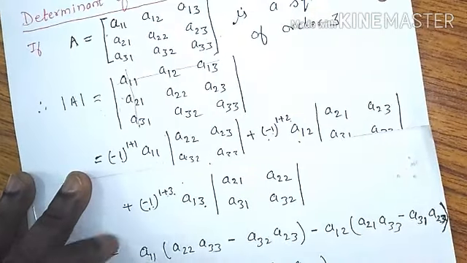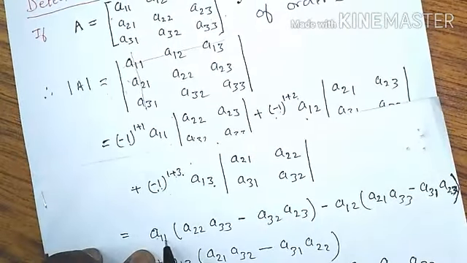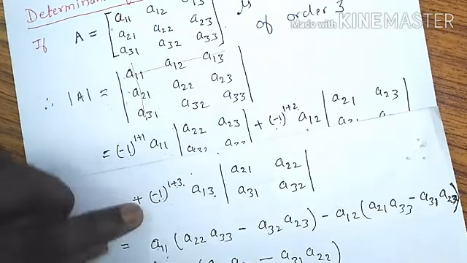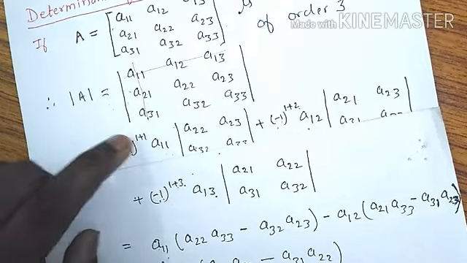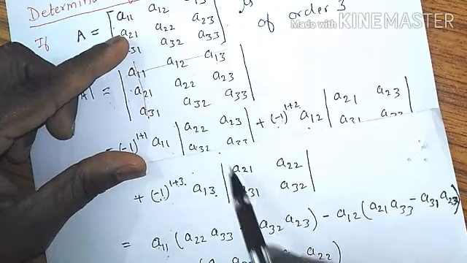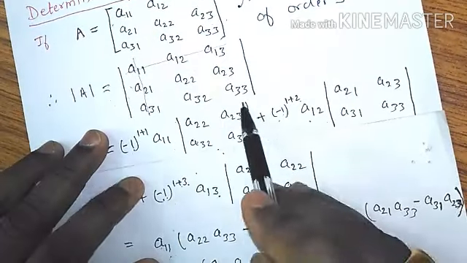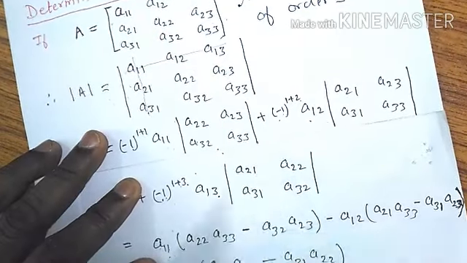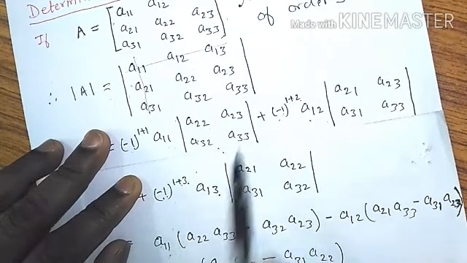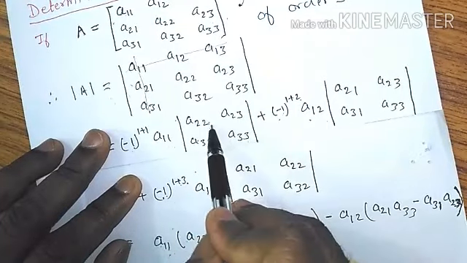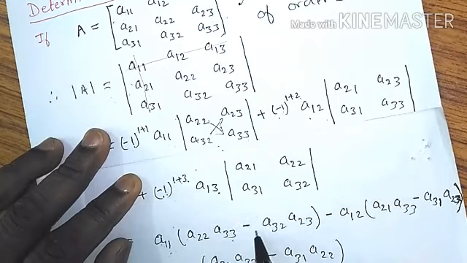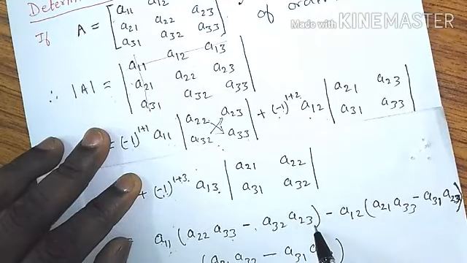So when we are taking the expansion, A11 is taken with the same sign as it was. That means because it is plus, it has become plus here, minus 1 raised to the power 1 plus 1. Then we have calculated the determinant of this 2 by 2 matrix in the same way as explained earlier: A22 into A33, then the up arrow is minus A32 into A23.